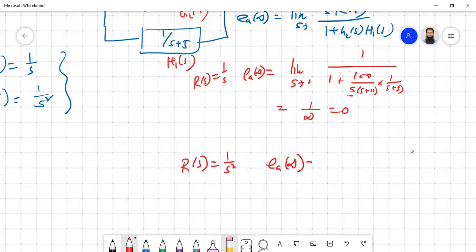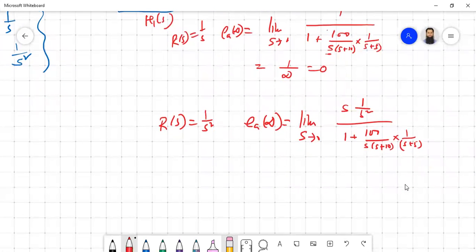In that case, e_A(infinity) will be the limit as s tends to 0 of s into 1 by s square into 1 plus 100 by s into s plus 10 into 1 by s plus 5. As you can see, this s square is getting canceled out, and s is going to the denominator, so this s here as well as this s will be canceled out. If you set the limit equal to 0, this parameter is becoming 0. Now this is 0, this is 0. So 100 divided by 50, so basically 1 by 2 is your final steady state value of the actuating signal. So this is how we can figure out the value of the actuating signal as well.